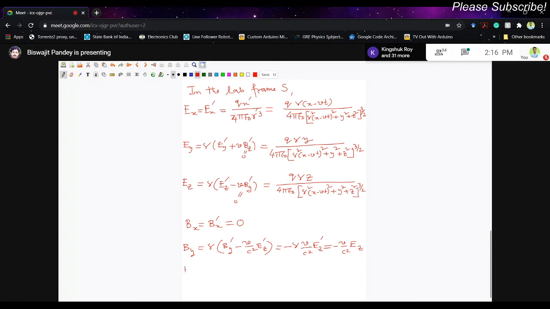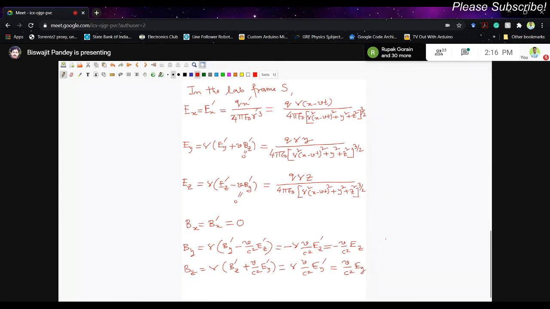And Bz will be similarly gamma Bz prime plus, this was minus, so this becomes plus V by c square. And I am reminding with this again and again, just because I have noted from my experience that these are very common mistakes, right? Equal to, this time it will be plus, so gamma V by c square Ey prime, and you see gamma Ey prime is Ey, so I write V by c square Ey.